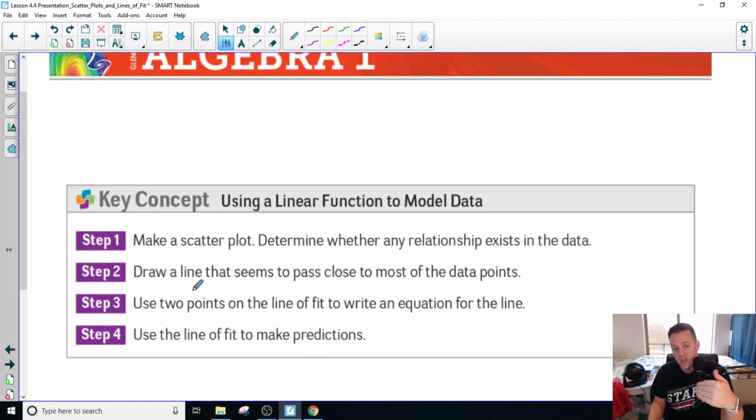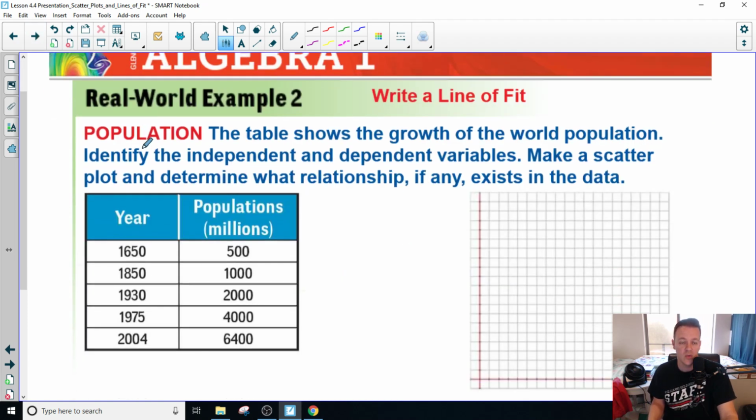And then what you do is you draw a line, then you use 2 points on the line to write an equation. If you have 2 points, what can you do? You can find the slope, right? And then you create the line writing the y equals mx plus b. So here's our first table. And it talks about scatter plots. It gives you the lines.